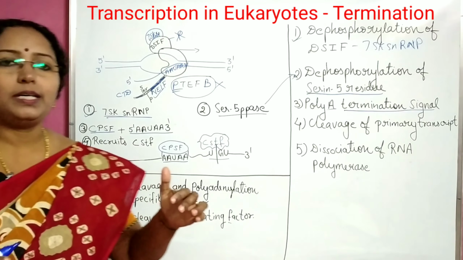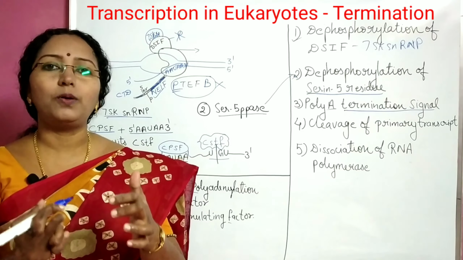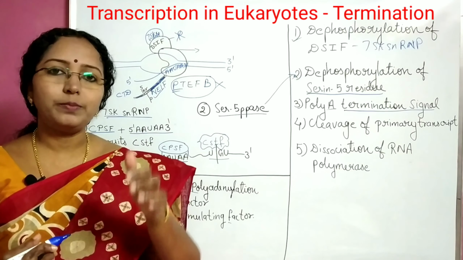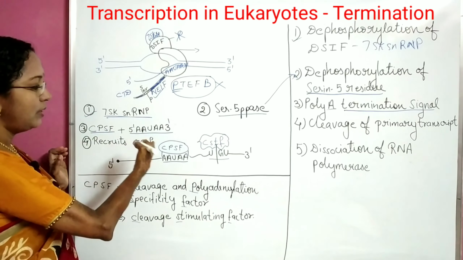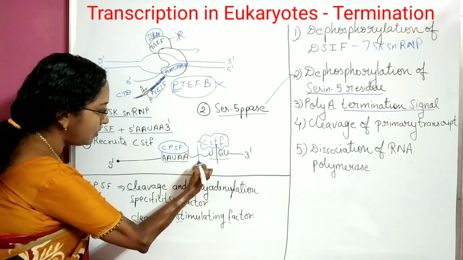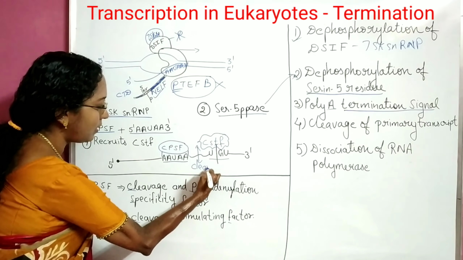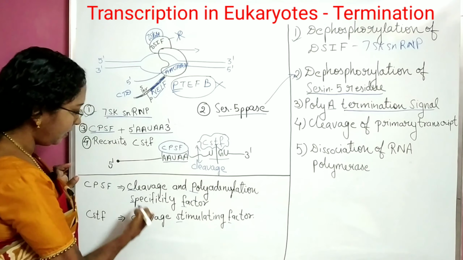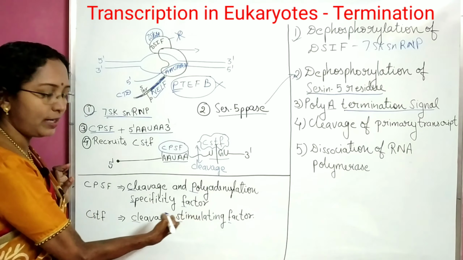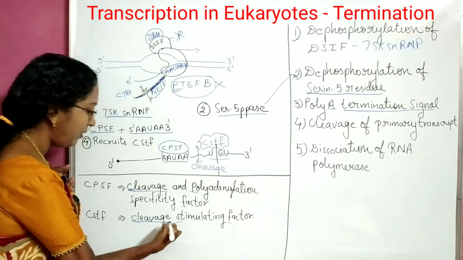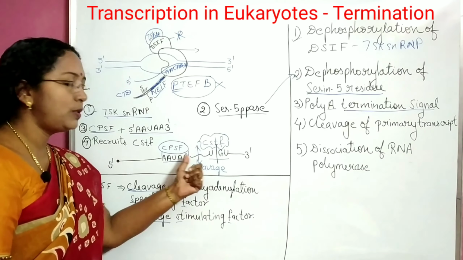Now the binding of CPSF and CSTF is very crucial because that decides the point where the primary transcript has to be cut from the growing chain and detached. So actually the cutting takes place here. This is the area where the cutting takes place. Or instead of cutting, we can use the word cleavage. That is why the names are cleavage and polyadenylation specificity factor and cleavage stimulating factor. So this is the importance of this. Cleavage means cutting. Because these two come and bind here, there occurs cleavage in between these two.